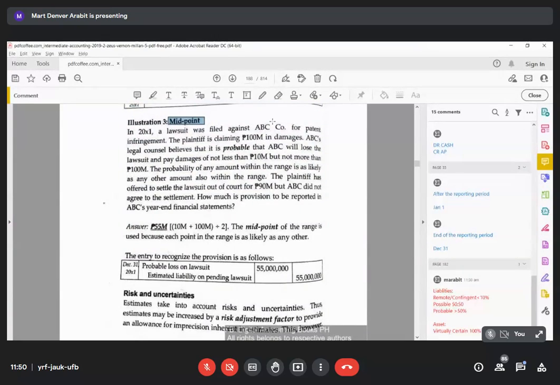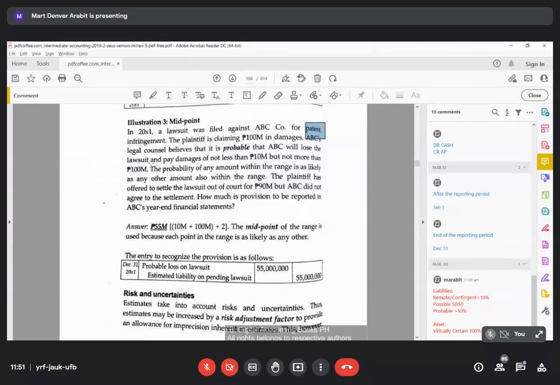In 2021, a lawsuit was filed against ABC Company for patent infringement. The plaintiff is claiming 1 million in damages. ABC's legal counsel believes that it is probable, so again, there is a hint that the outflow of economic resources is probable, that ABC will lose the lawsuit and pay damages of not less than 10 million but not more than 100 million. There is a best estimate, and there is also the obligating event, which is the patent infringement. Therefore, a provision should be recognized.